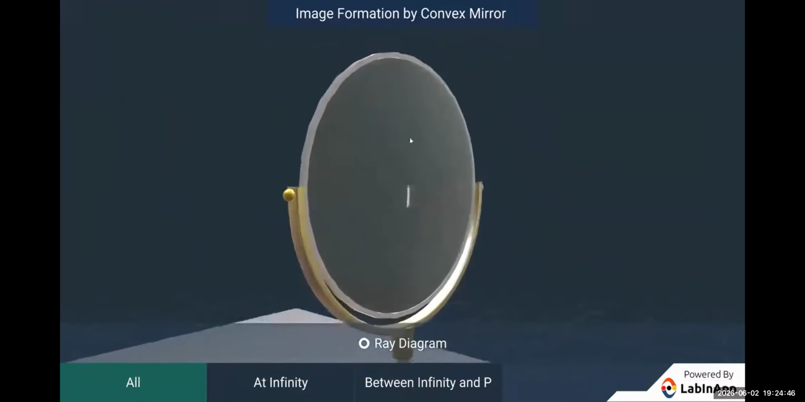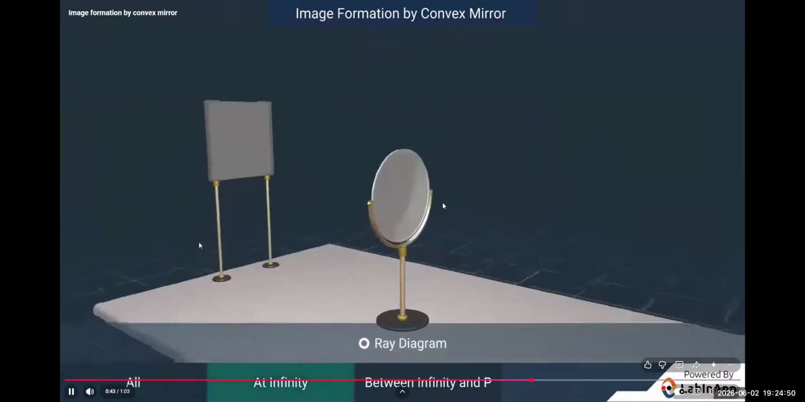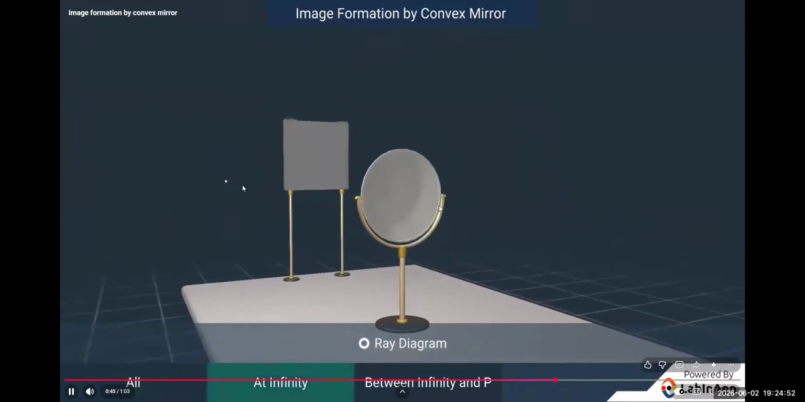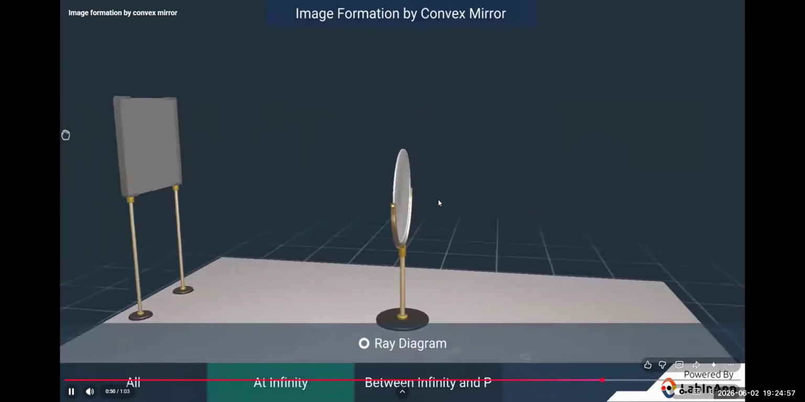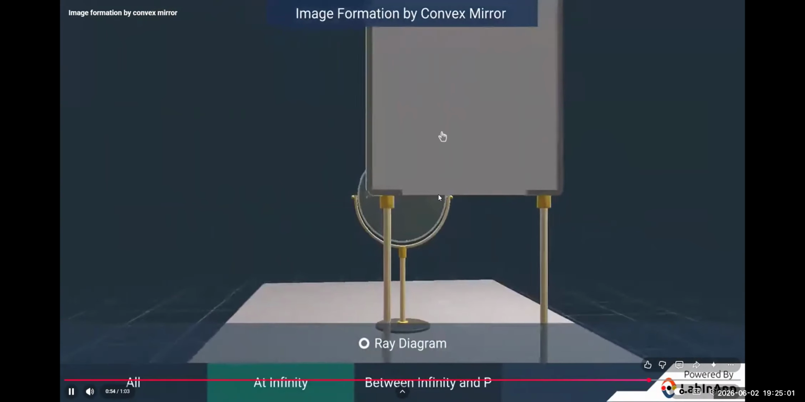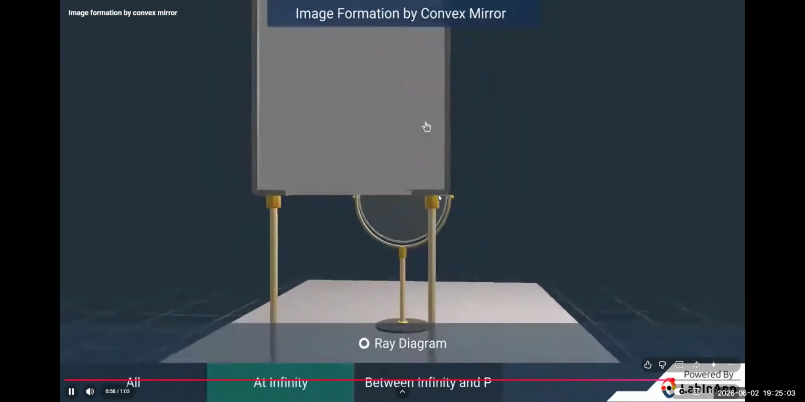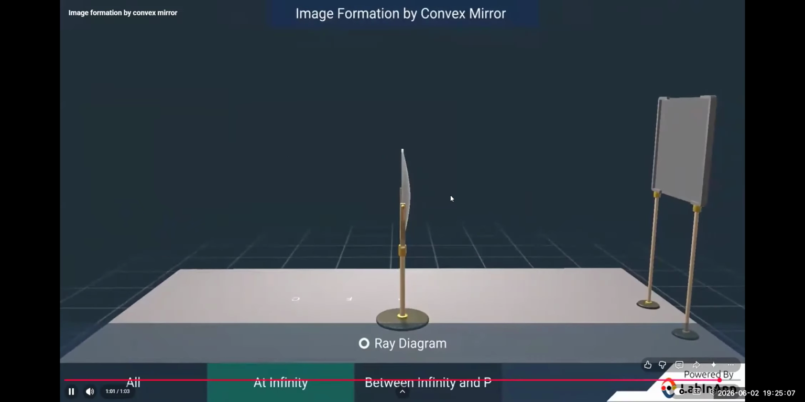Now, move the candle far away from the mirror and observe. We can see that the image is not formed on the screen. The image is virtual, smaller in size and erect. Thus, we find that the image formed by a convex mirror is always virtual, smaller in size and erect. Remember that. What is the nature of the image formed by the convex mirror? Always virtual, smaller and upright.